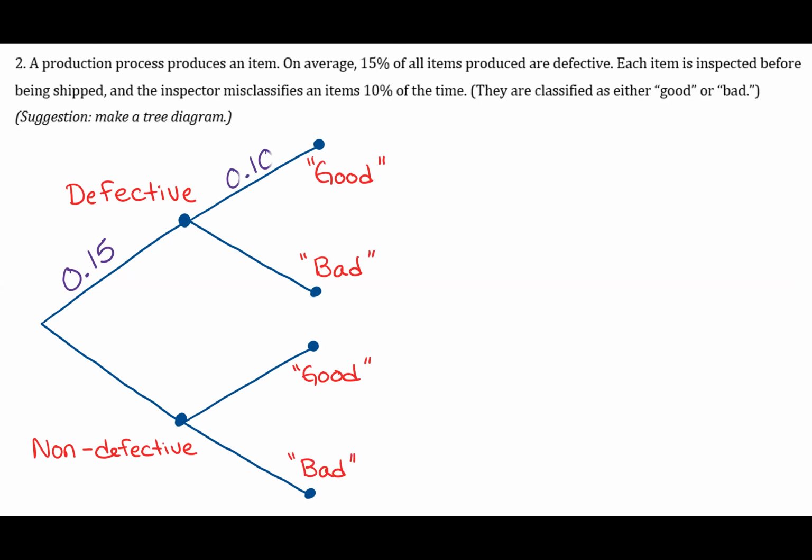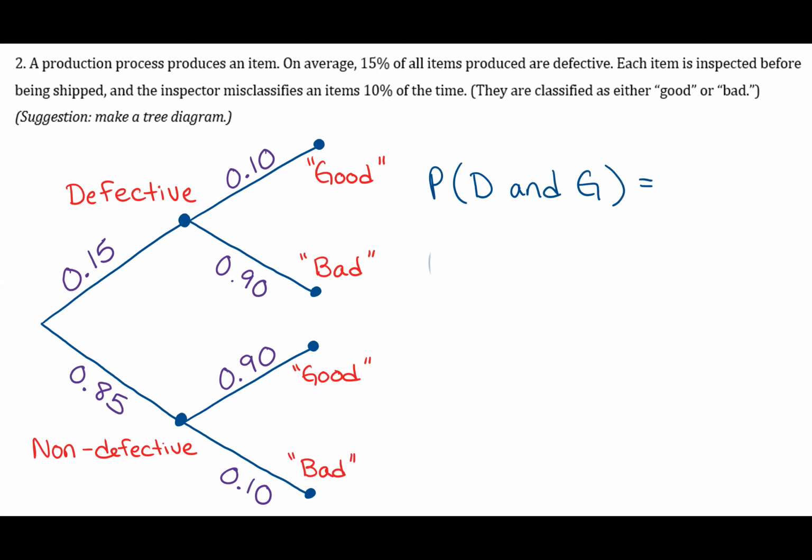So it's like 15% of them are defective. That means 85% are non-defective. But then whenever the inspector looks at something, there's a 10% chance that the inspector is going to get it wrong. So of the defective ones, 10% he may label as good, which means that 90% are labeled as bad. So he's correct 90% of the time, right? Of the non-defective ones, well, 90% of the time he's going to say that they're good because he's wrong 10% of the time. And the other 10% of the time he's going to label them as bad, even though they were non-defective.